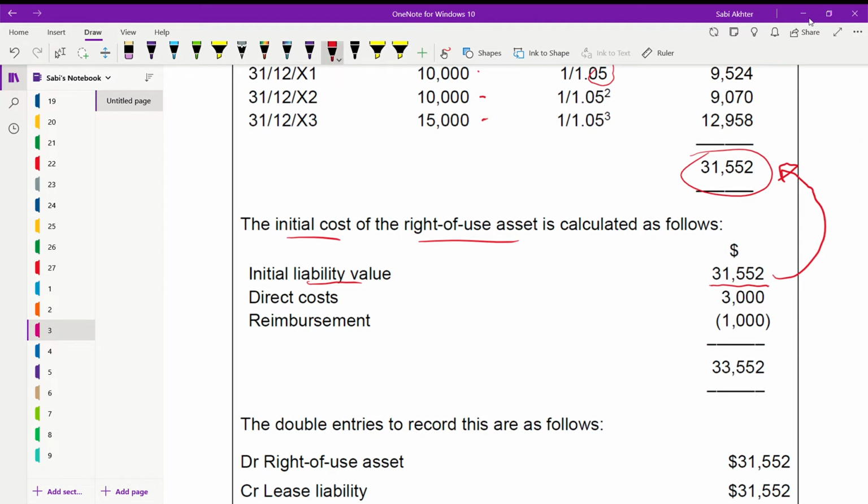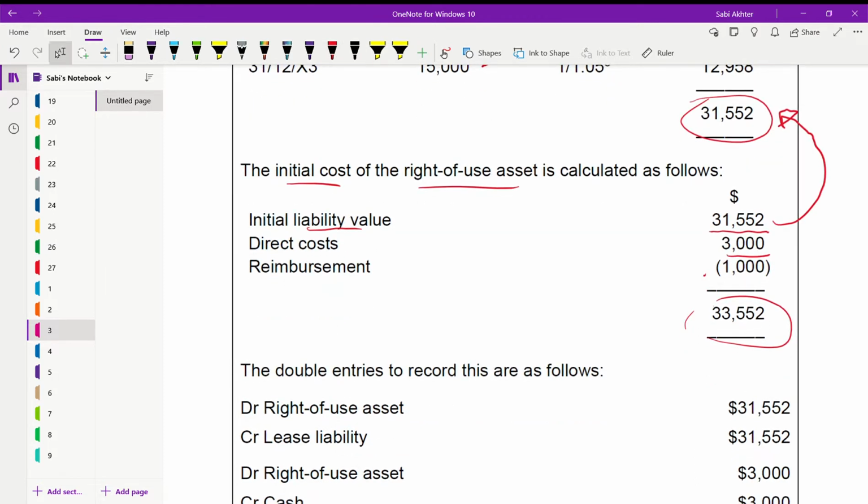So that value you carry forward to calculate the right of use asset. Then with that you add the direct cost and you deduct any reimbursement. That means if the lessor has paid, compensated or reimbursed any amount to the lessee, that amount needs to be deducted from the cost. So therefore 1000 we are deducting, and this is now the value of the right of use asset. So the double entry will be debit and credit. Debit right of use asset.